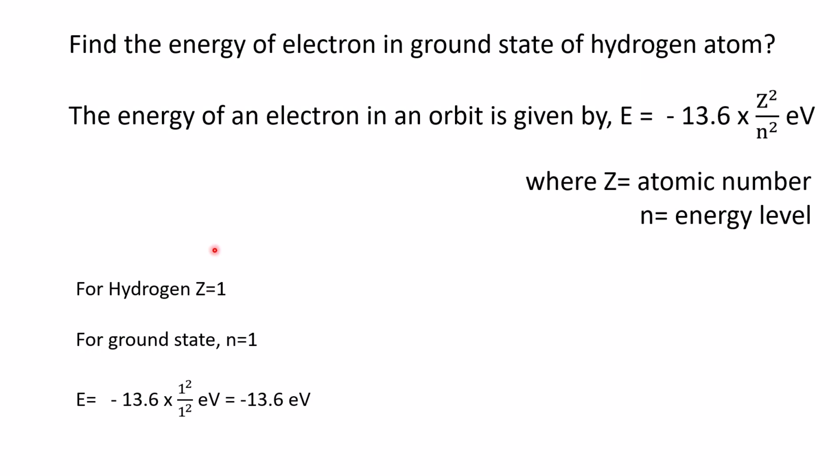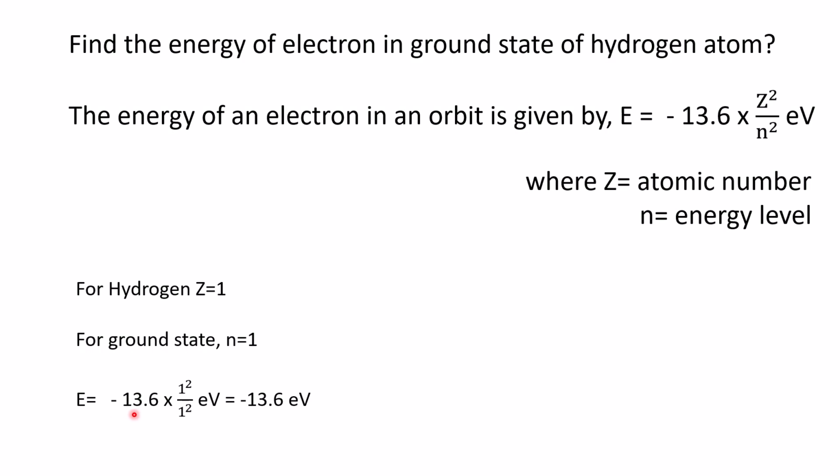Find the energy of electron in ground state of hydrogen atom. The energy of an electron in an orbit is given by the equation E is equal to minus 13.6 into Z square by N square electron volt, where Z is atomic number and N the number of energy level. For hydrogen, Z is equal to 1, and for ground state N is equal to 1.